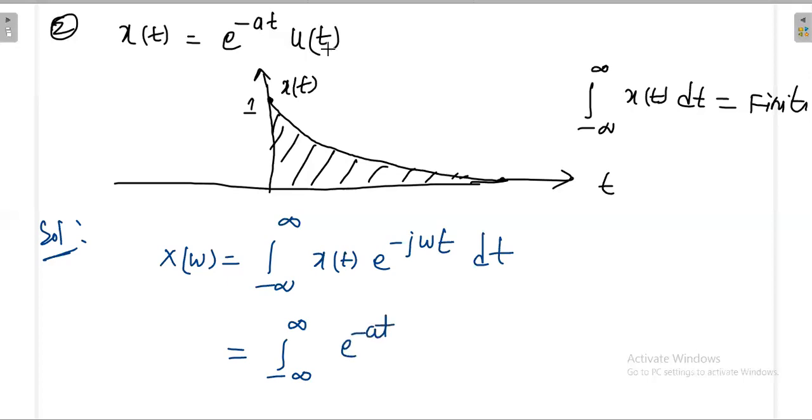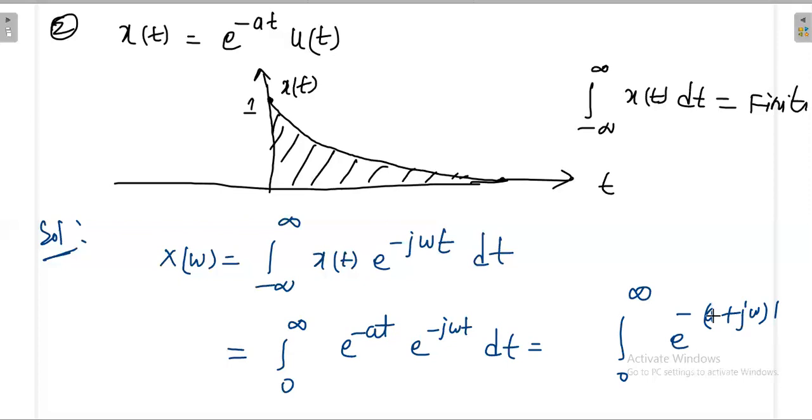Again, they have given u of t. u of t means it will always start at 0, so you put the lower limit as 0. The integral from 0 to infinity of e power minus at. I will not write u of t, because u of t has value 1 when the limit is between 0 to infinity. Then e power minus j omega t is already there, then dt. So we can write this as the integral from 0 to infinity of e power minus (a plus j omega) t dt. Then what is the integration of e power minus (a plus j omega) t dt?